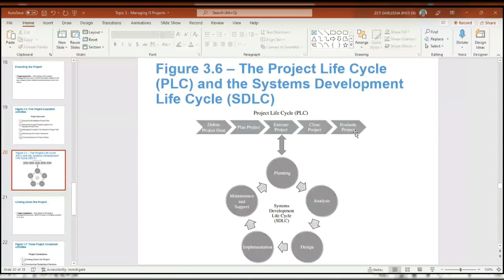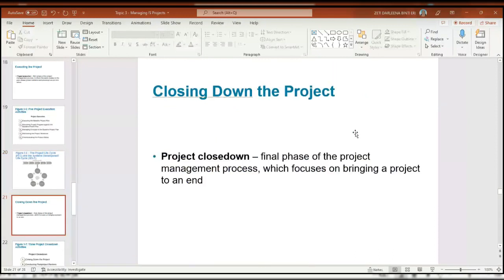So kita ada evaluate the project. Tapi dia tak termasuk lah sebagai the core. Lepas kita close project, definitely we have to do some sort of evaluate project. So tapi yang empat fasa ni yang paling penting lah. Project close down. Setiap project mesti ada begin and end.